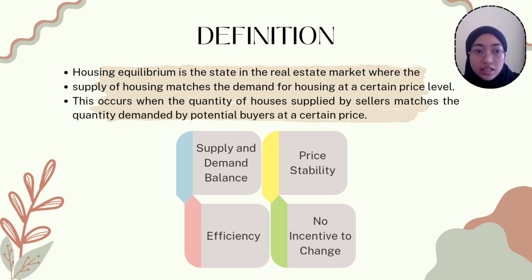Thirdly is efficiency. The market equilibrium represents the efficient allocation of resources because it maximizes the total surplus, which is consumer surplus plus producer surplus. At the equilibrium price, resources are allocated to the most valued users.